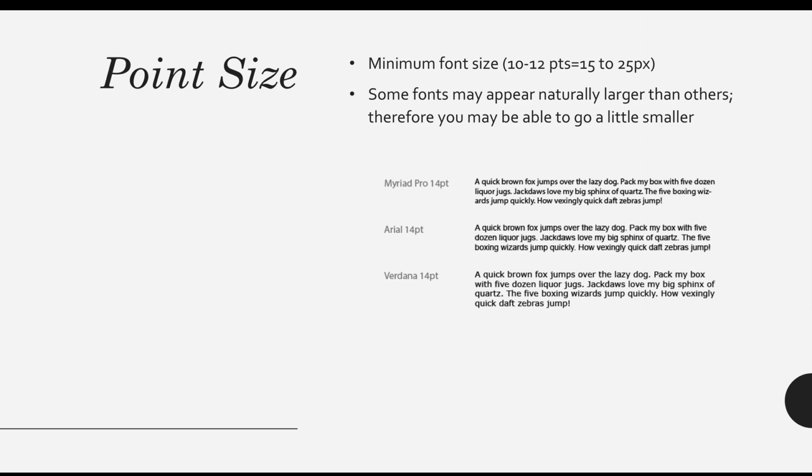Again, some fonts may naturally appear larger than others, therefore you may be able to go a little smaller. This is showing you on the screen: all these fonts are 14 point, but because of their x-height and their shape, Myriad looks a little small, Arial gets a little better, but Verdana at 14 point actually looks larger. This is a great example of x-height and how types are made up shape-wise, because they're all the same size but visually look larger.